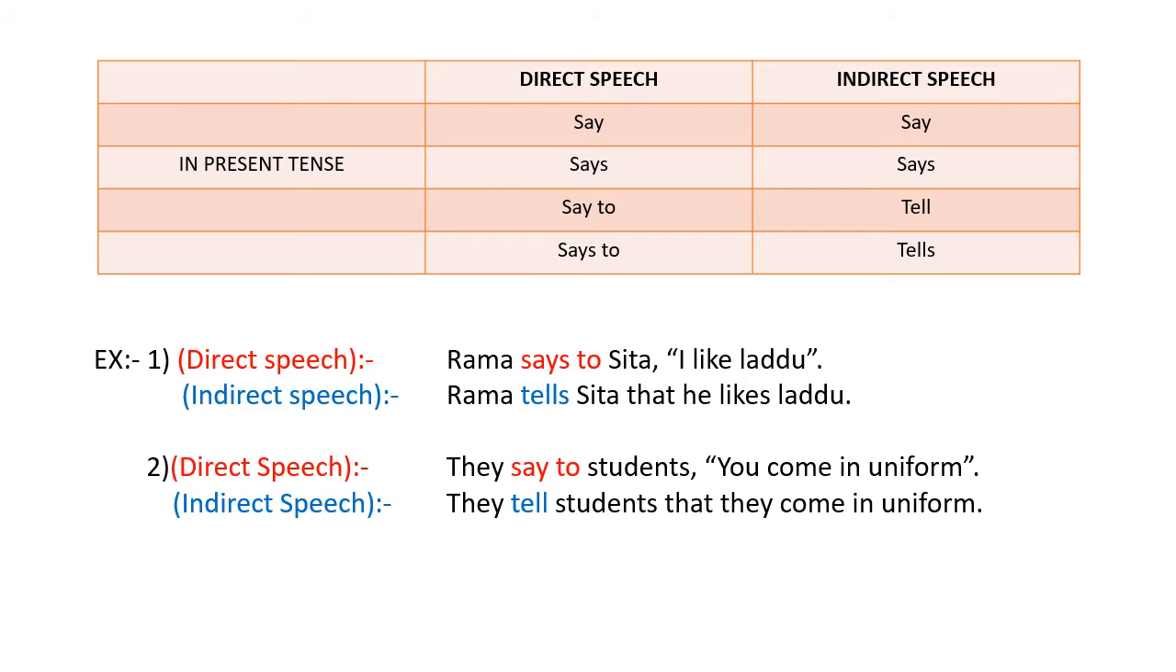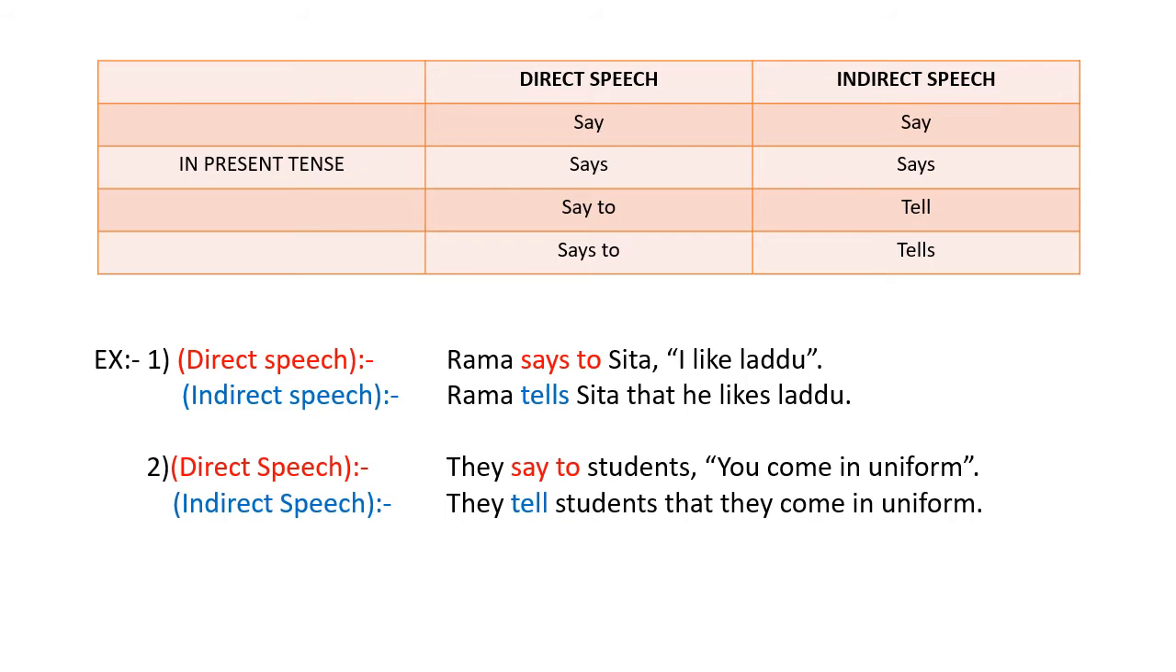In the second example, they say to students. Here, they is the third person plural. So, there is no s or es to the verb. The sentence is, they say to students, you come in uniform. Observe the chart which is given above. Just check it once. How the reporting verb changed from direct to indirect. Say to changed as tell.